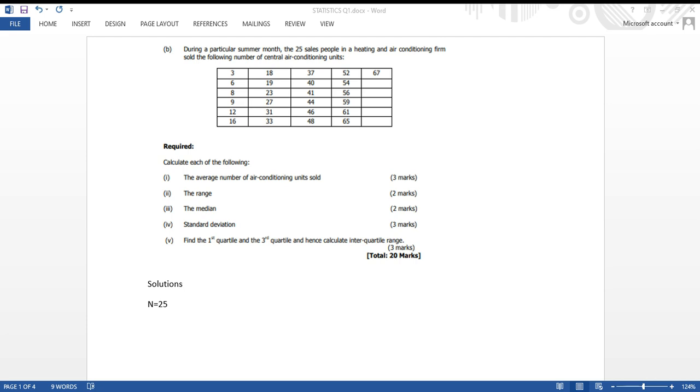Right, so here is the formula. As the formula says, we're going to add up all our values. The summation of x represents all the numbers. We're going to add all of them, and then divide by the number of numbers in the data set. And the number of numbers in this data set is 25.